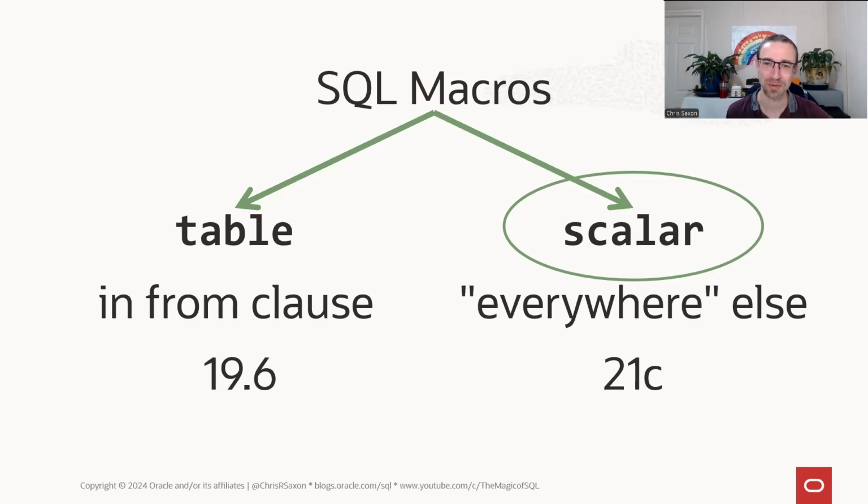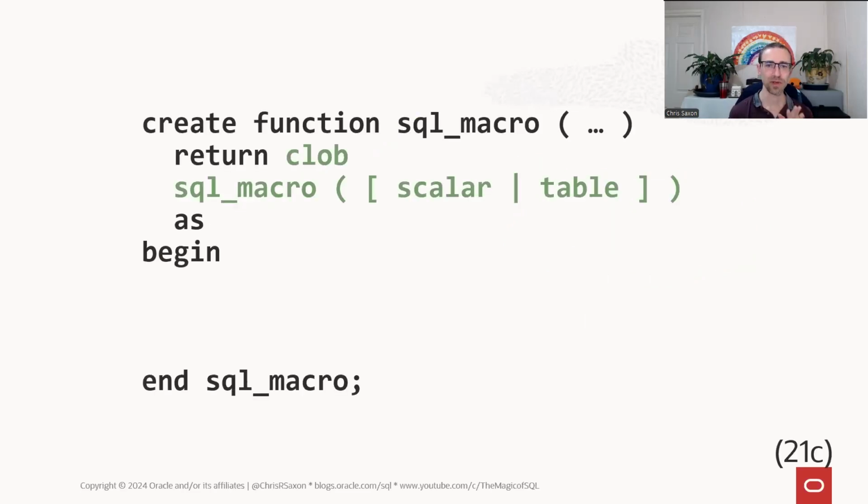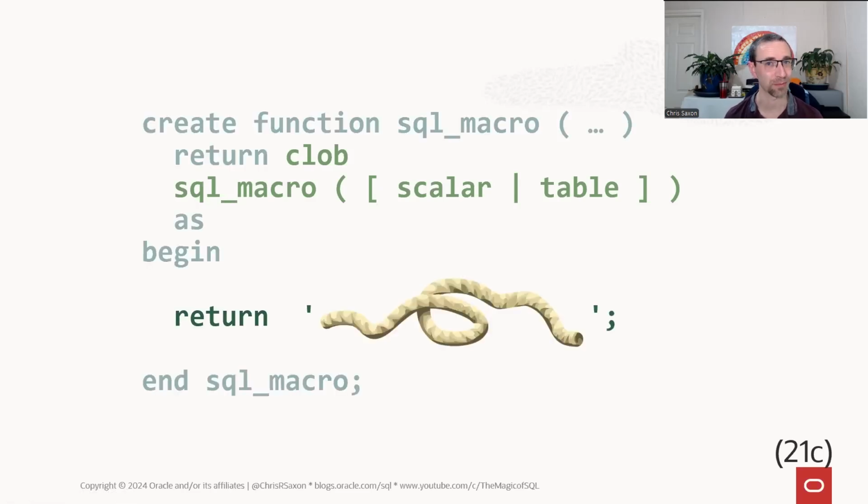Right, okay, so SQL macro. We're going to talk about scalar macros. So we've got our SQL macro, and we have to create our function, and we'll use this SQL macro clause to say whether it is table or scalar. Those of you looking at this code closely will notice I am returning a clob. It doesn't have to be a clob, it could be a varchar, but it does have to be a string. All SQL macros return text, they return a string.